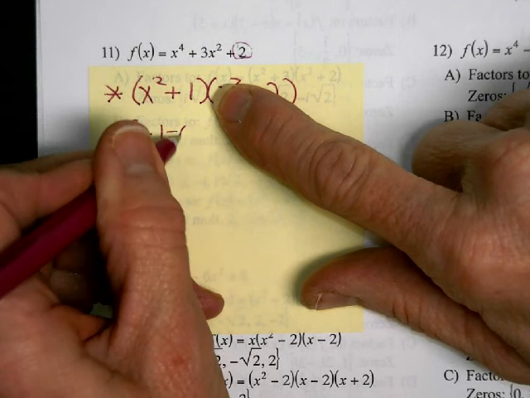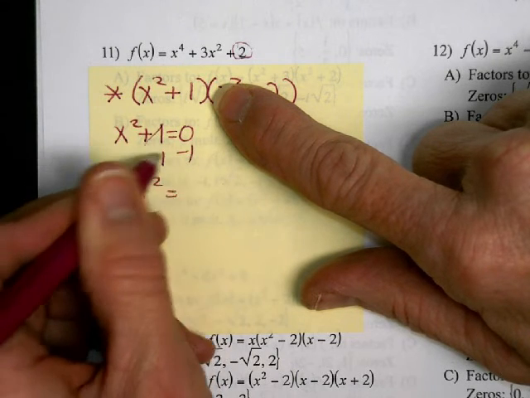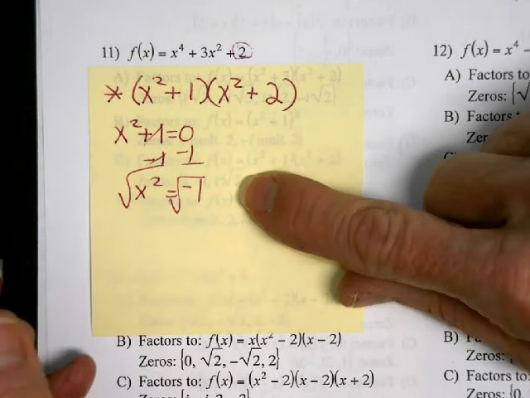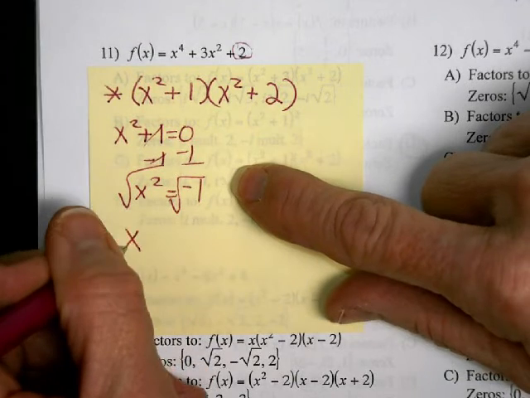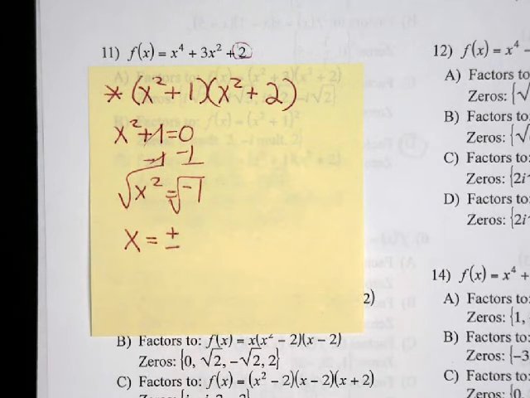So this is not factorable anymore, so I take my binomial and set it equal to 0 and solve it. That's gone, and negative 1. And we all know what the square root of a negative 1 is, right? Positive and negative. What's the square root of a negative 1? Everybody.